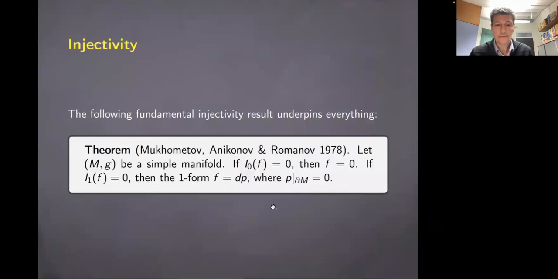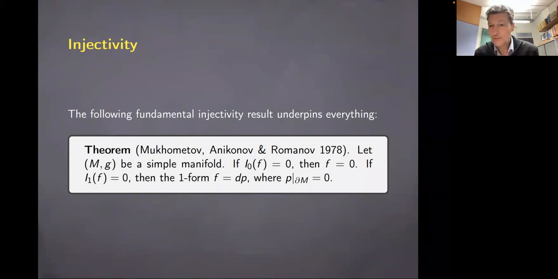Great. Now, the following fundamental result, which I guess many of you have seen, underpins everything in this business. This is essentially the fact that I0 is an injective transform if you assume that (M, g) is a simple manifold. So if I0 of f is equal to 0, then f is 0. And for the case of one forms, there is a natural kernel, which is when the one form is actually exact and the potential p vanishes on the boundary, then the fundamental theorem of calculus will tell you that these elements are always in the kernel.